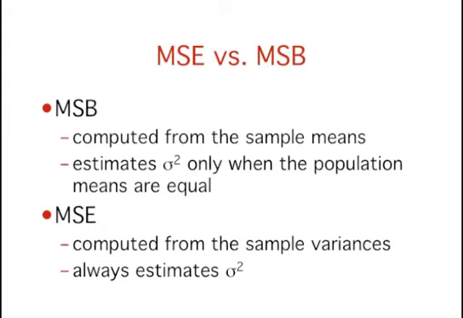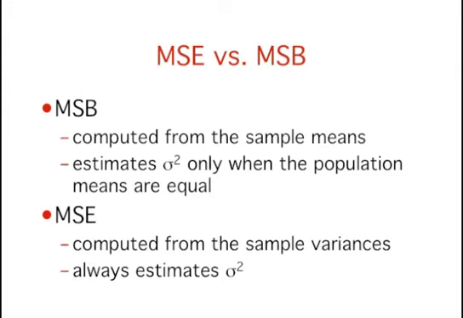If the population means are equal, then both MSE and MSB are estimates of the population variance and should therefore be about the same. Naturally, they will not be exactly the same, since they are just estimates and are based on different aspects of the data. The MSB is computed from the sample means, and the MSE is computed from the sample variances. If the population means are not equal, then MSE will still estimate the population variance, because differences in population means do not affect variances within the groups.